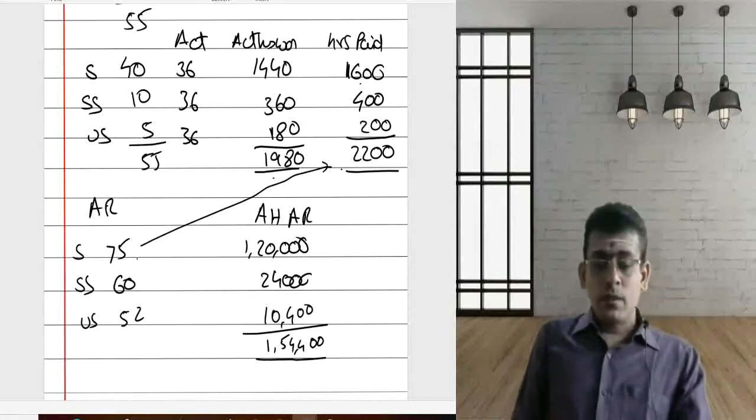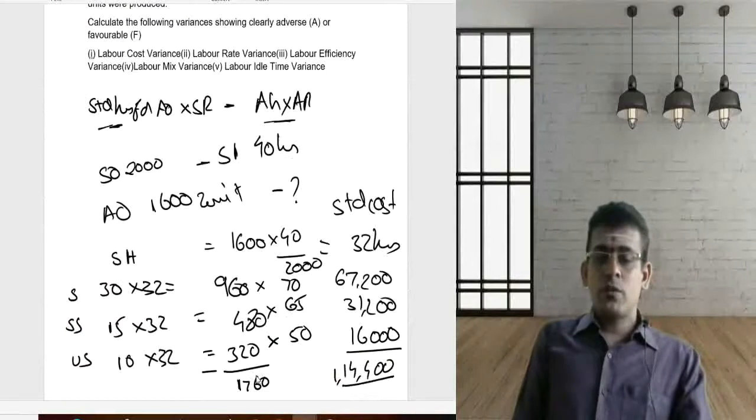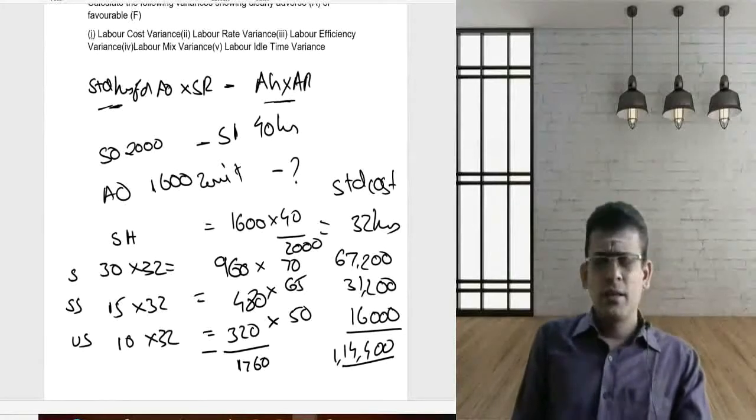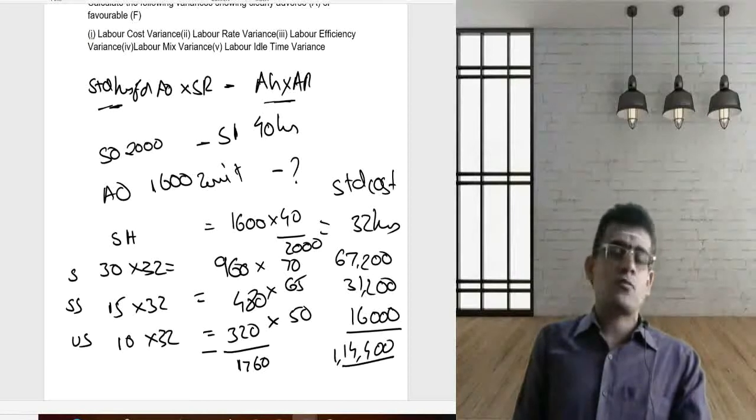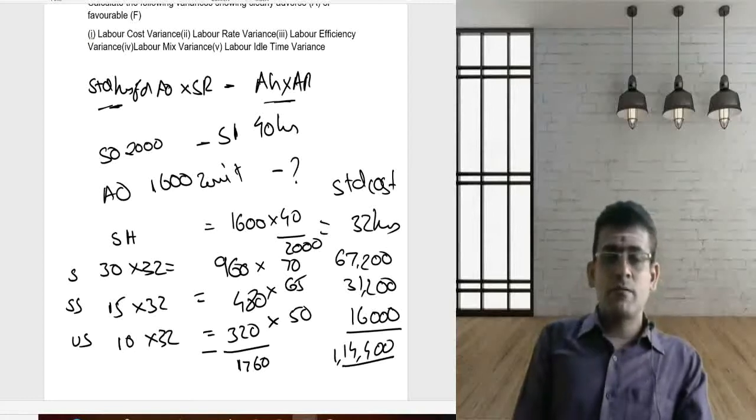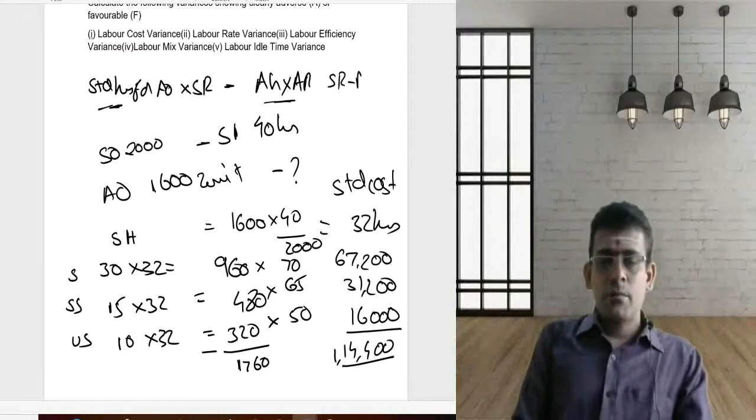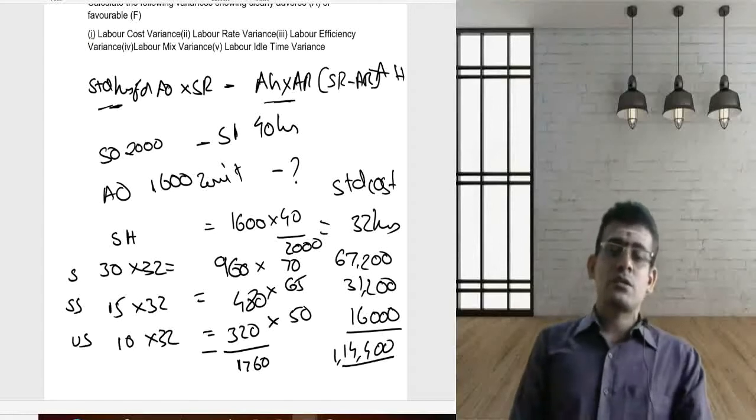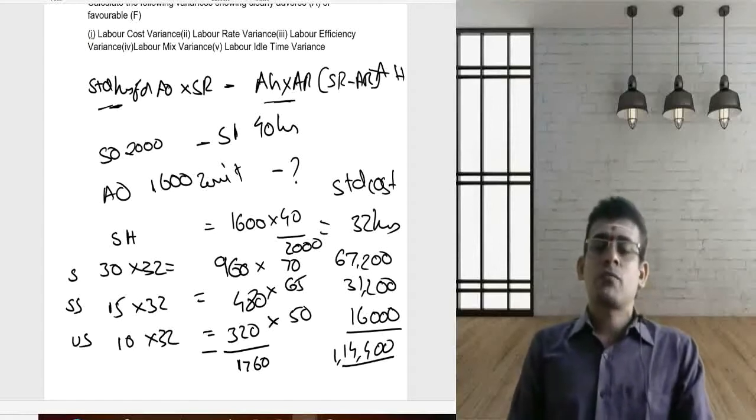Now I can easily find out my labor cost variance because I know my standard cost and my actual cost. The difference of 1,14,400 minus your actual cost of 1,54,400 gives you your labor cost variance. So one part is done. Second, what is it asking? Rate variance. How do you calculate your rate variance? Rate variance is nothing but difference in rate: standard rate minus actual rate into actual hours. What are actual hours? Actual hours are nothing but your 40, but not 36.